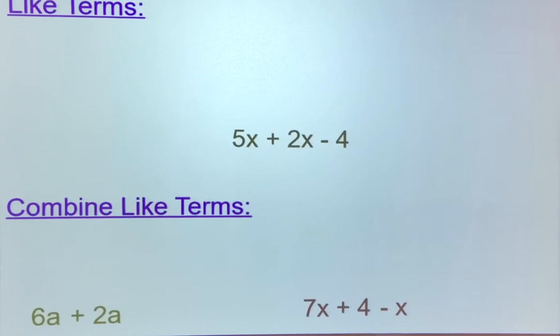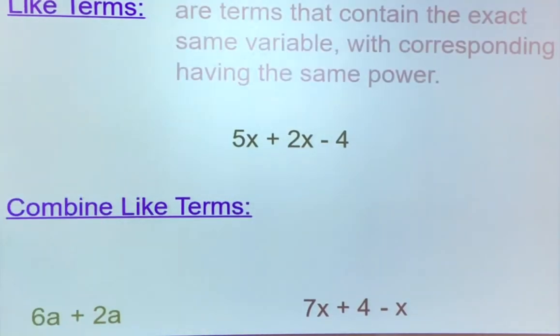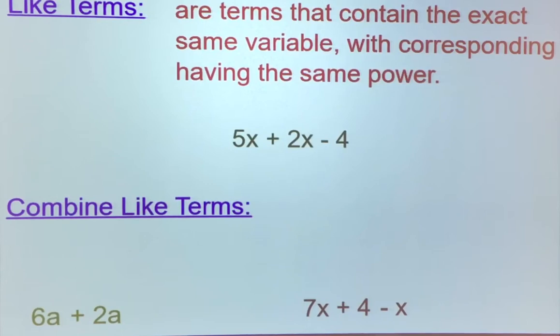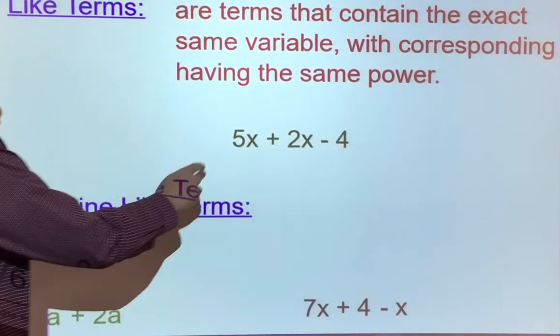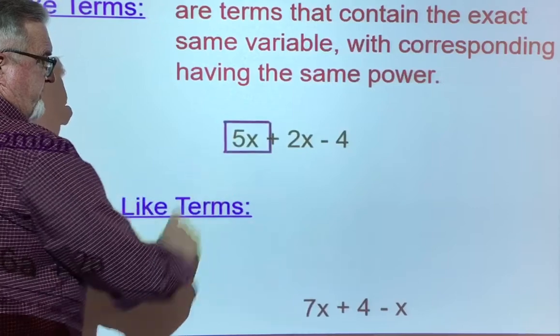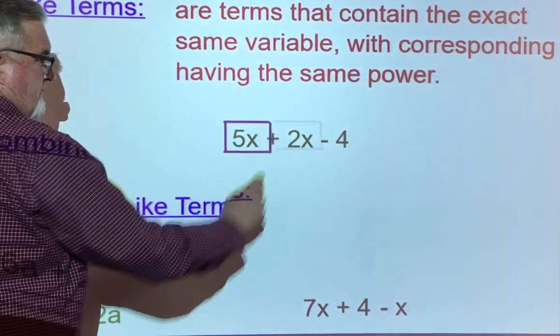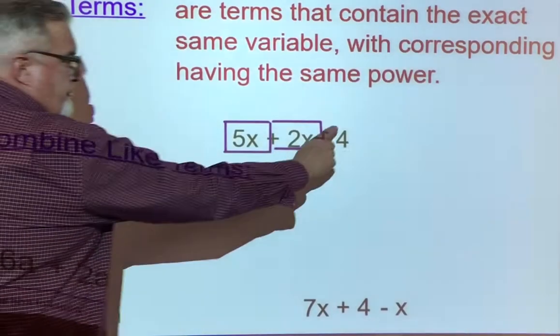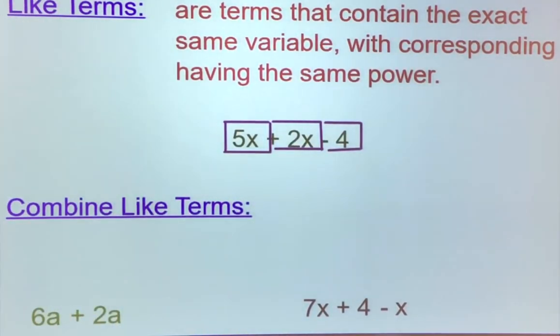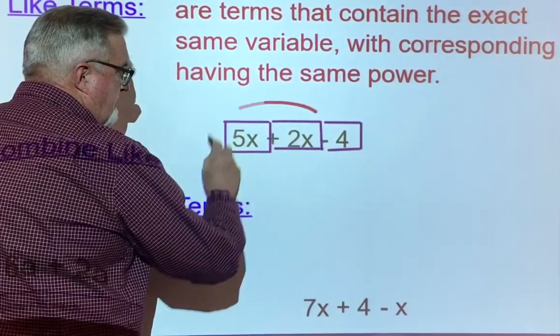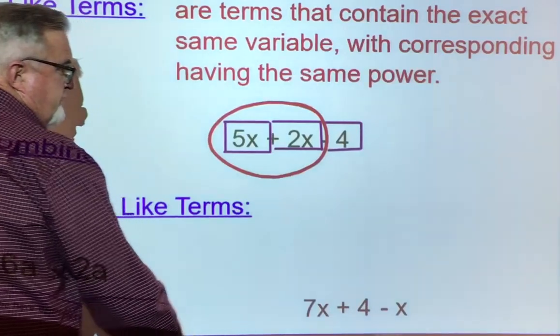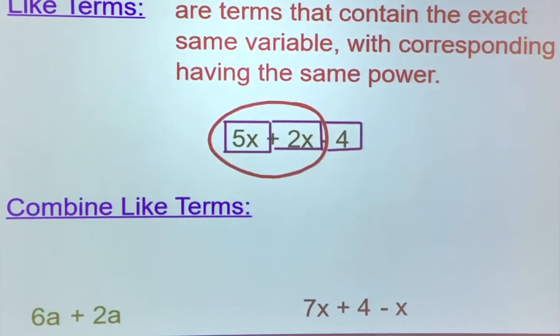We also have like terms, okay? And like terms are terms that contain the exact same variable with corresponding variables having the same power. So if we look at this expression here, we notice that 5x is a term, positive 2x is a term, and -4 is a term, okay? There are two terms in there that are like terms. 5x and 2x are like terms because they have the exact same variable, okay?